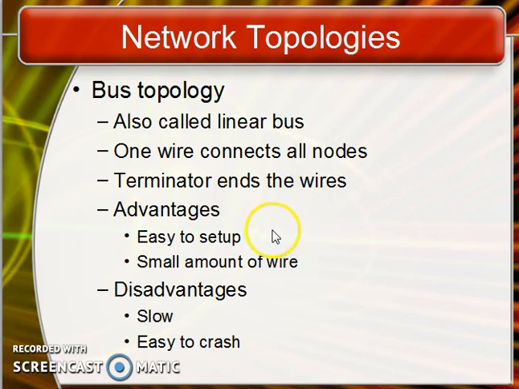One wire connects all nodes. That is, there is a single line of connectivity, and all the ends of the wire are terminated. The advantages of this topology are that it is easy to set up, and you don't need much cabling while setting up this type of topology. But there are disadvantages too. It is slow in terms of networking, and it is very easy to crash this type of network, as it is a single wire network. So once there is a breakage, the total network is disturbed.